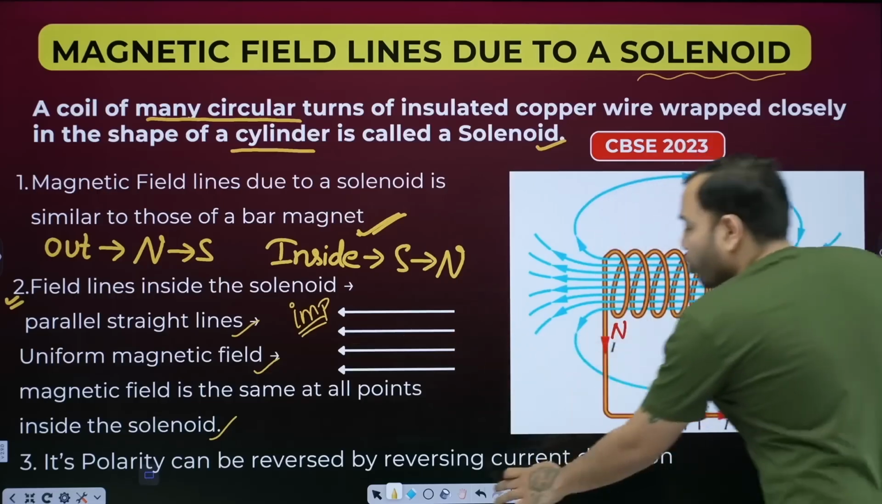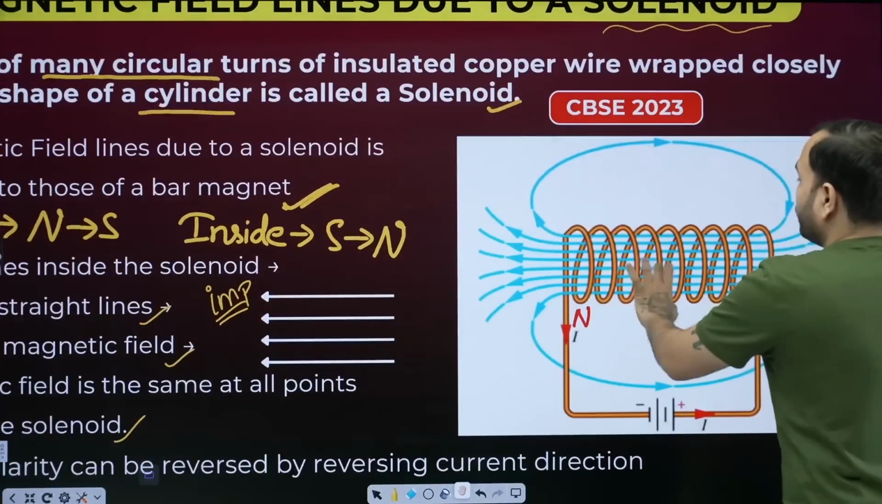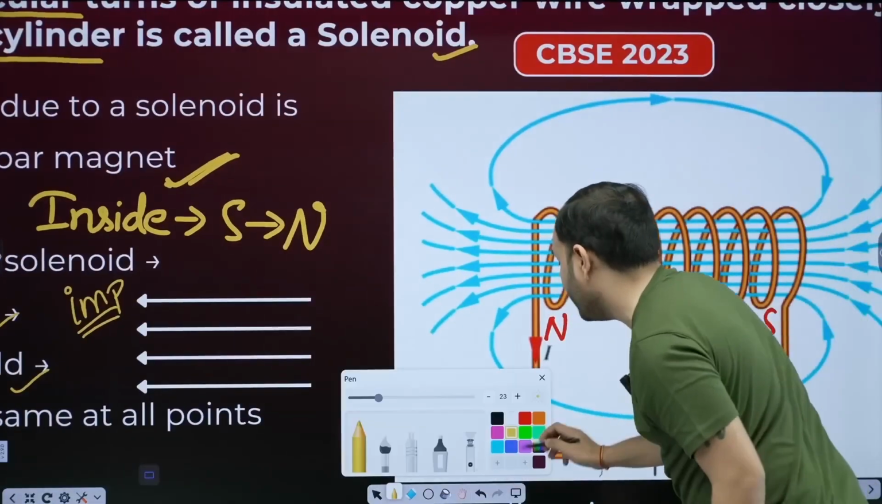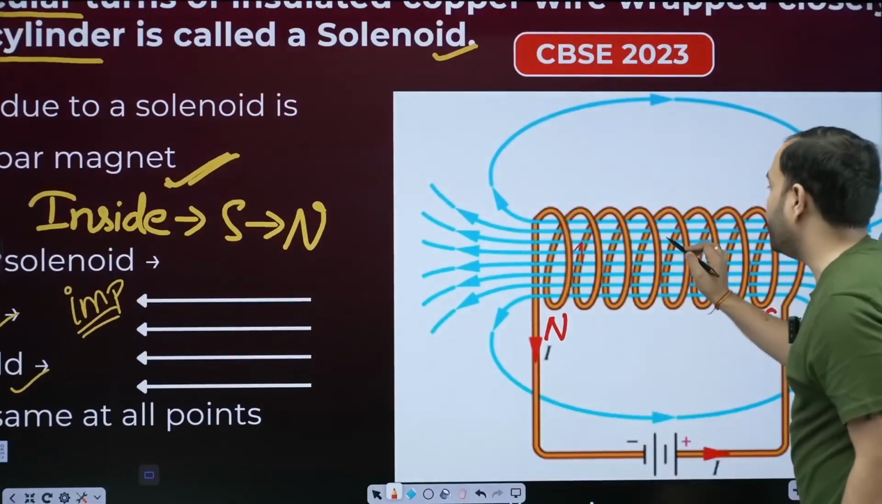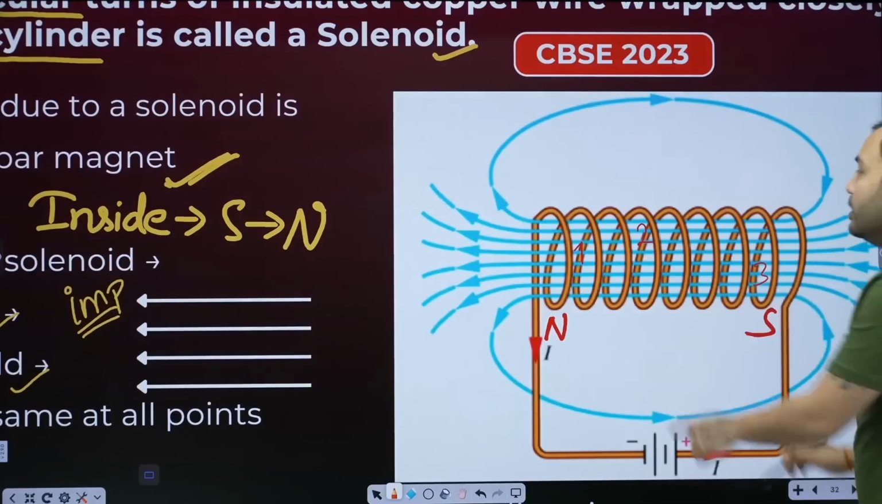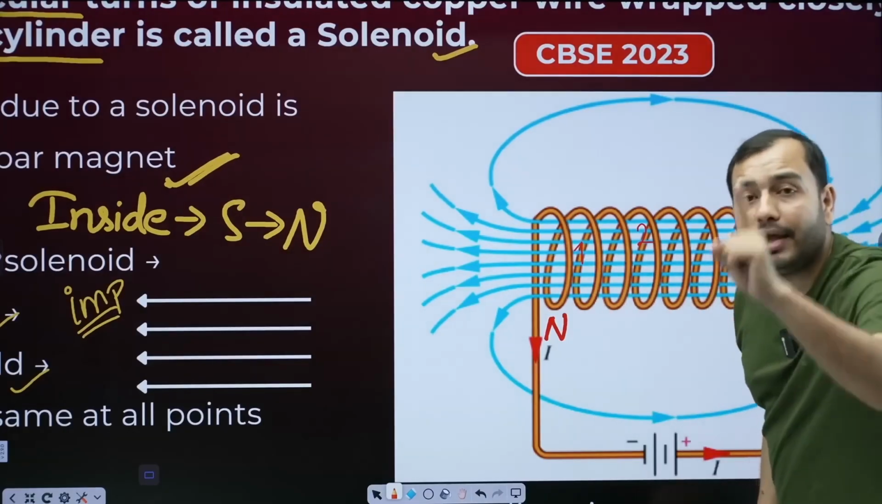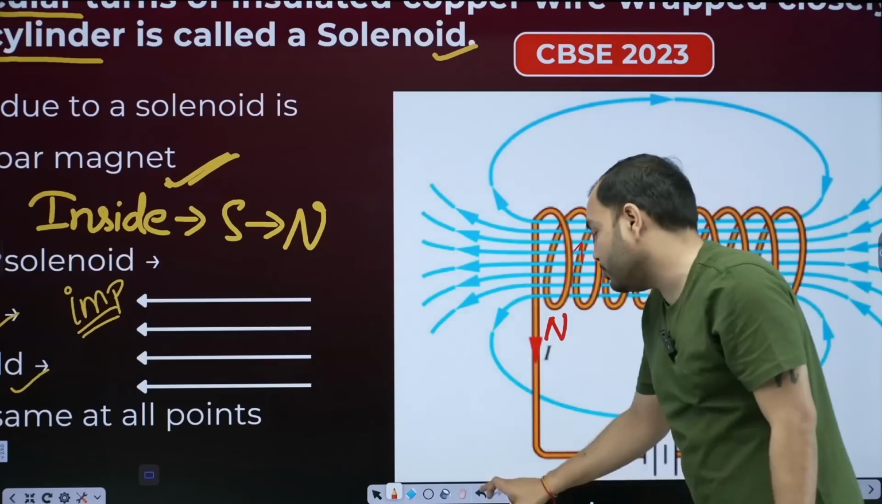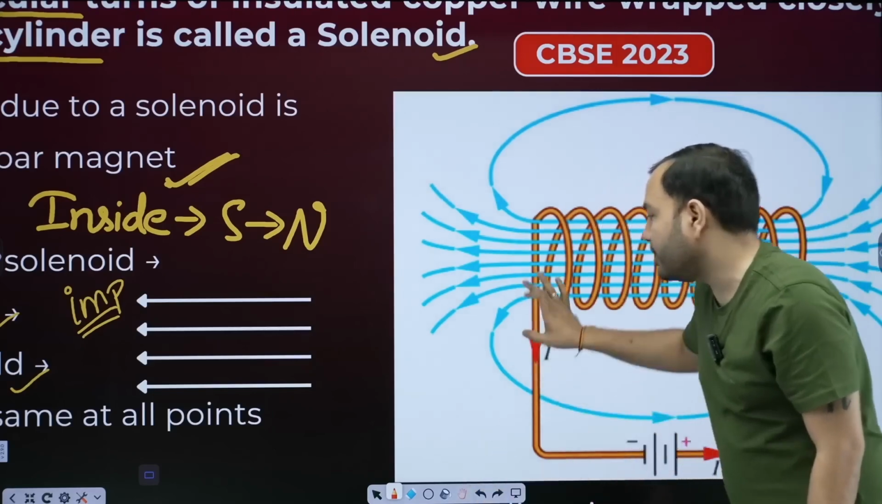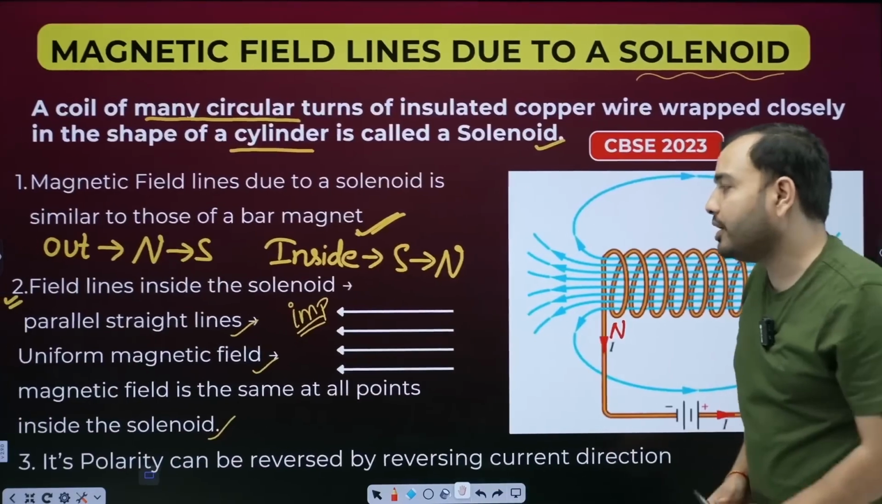It means if I take any point inside the solenoid, I take point 1, I take point 2, I take point 3, whatever point I take inside, the magnetic field will be equal everywhere. It won't be so outside, but inside it would be the same everywhere. Is it clear?